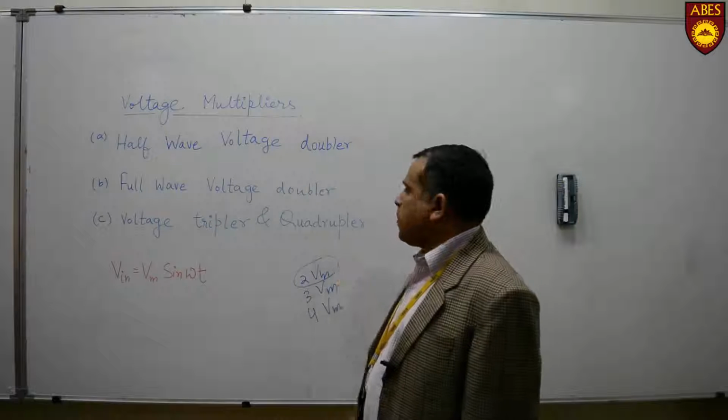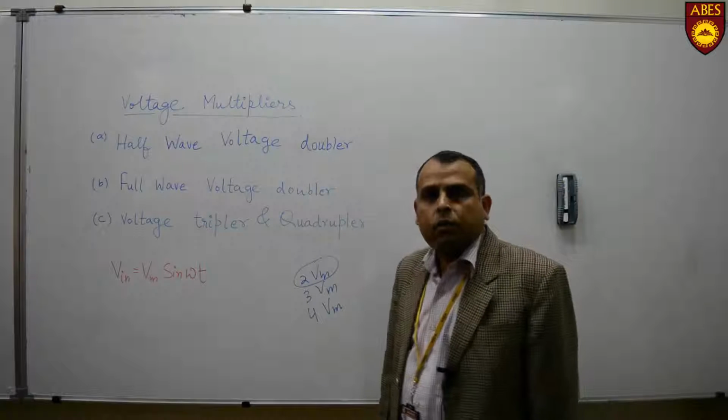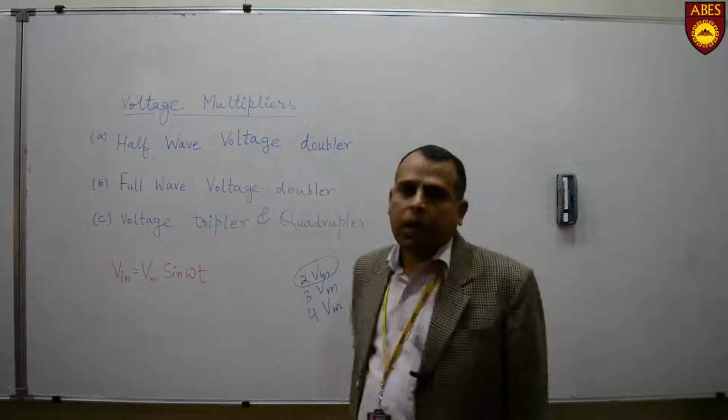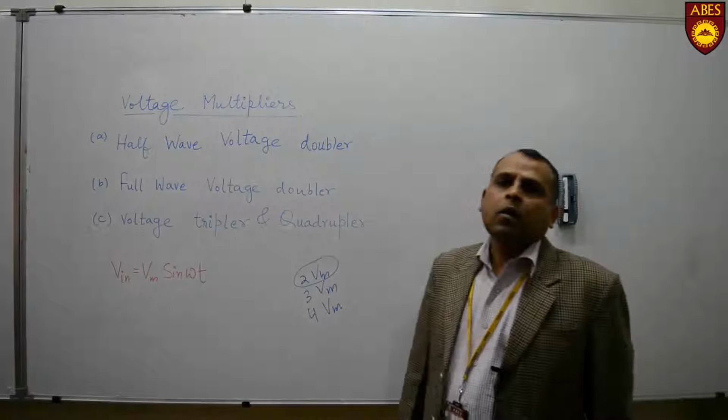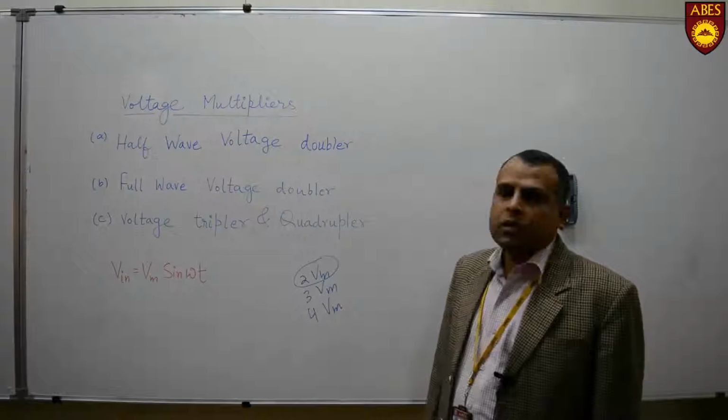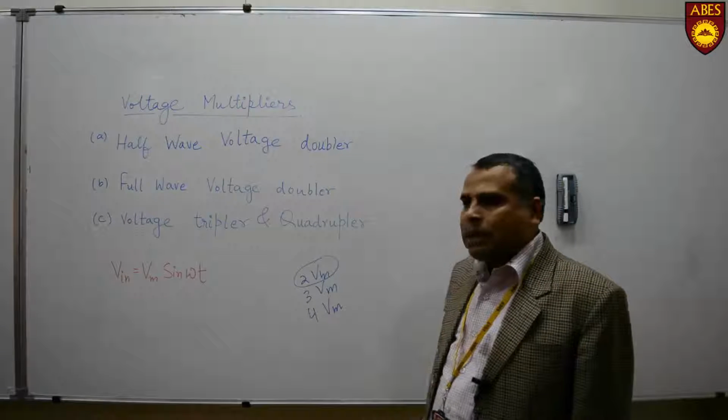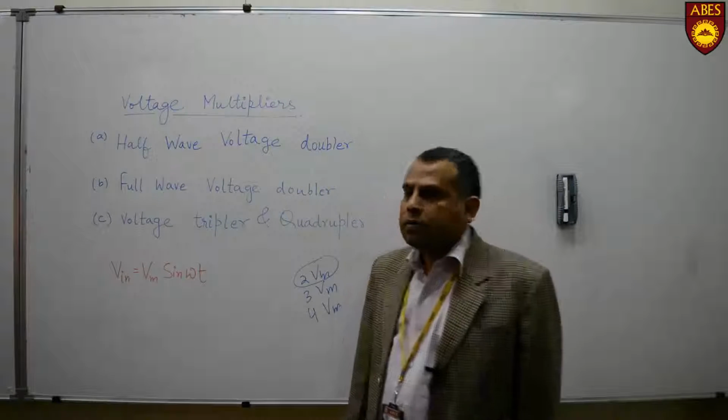If it is twice Vm, then the circuit is called a voltage doubler. If it is thrice Vm, then the circuit is called a voltage tripler. If it is 4 times Vm, then the circuit is called a quadrupler.